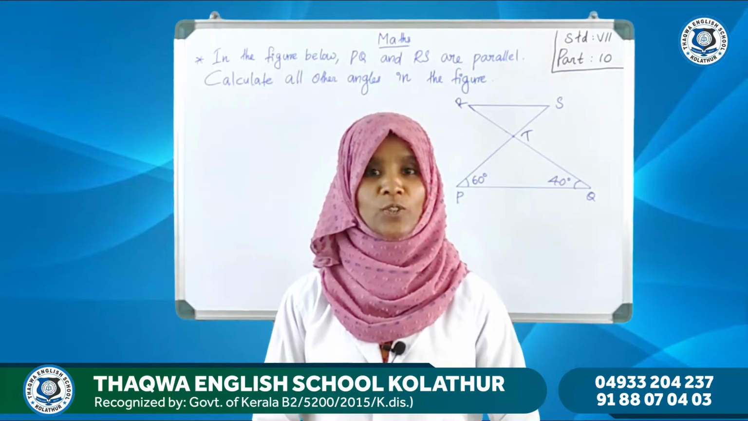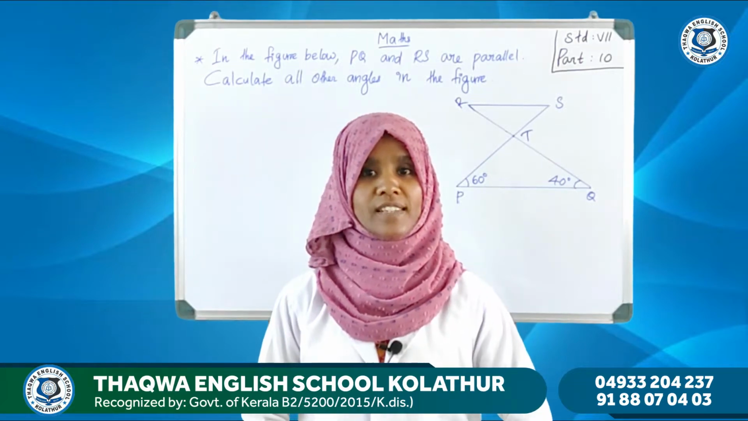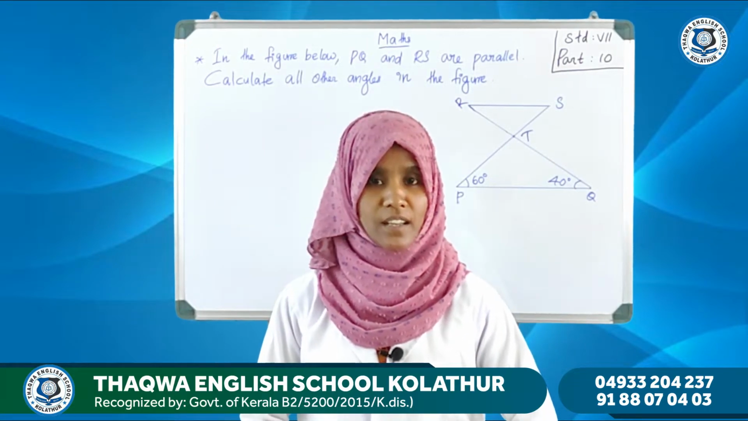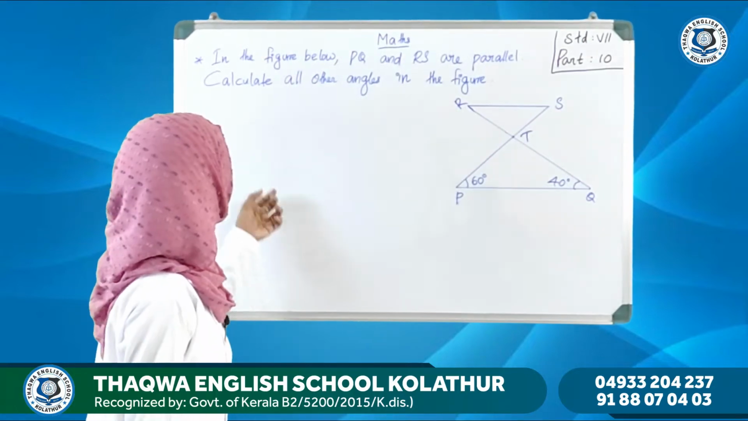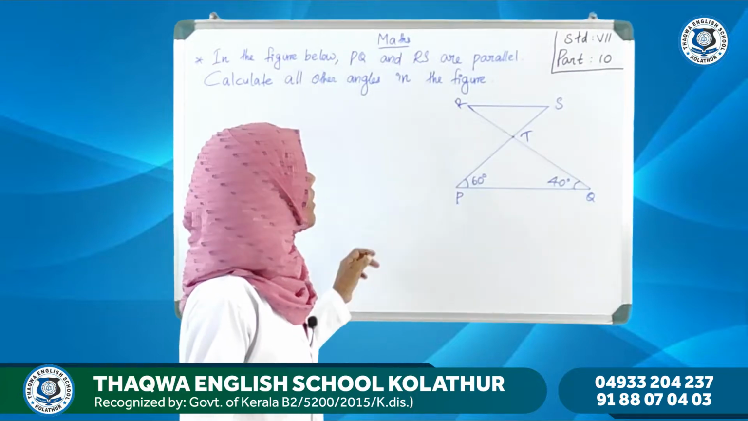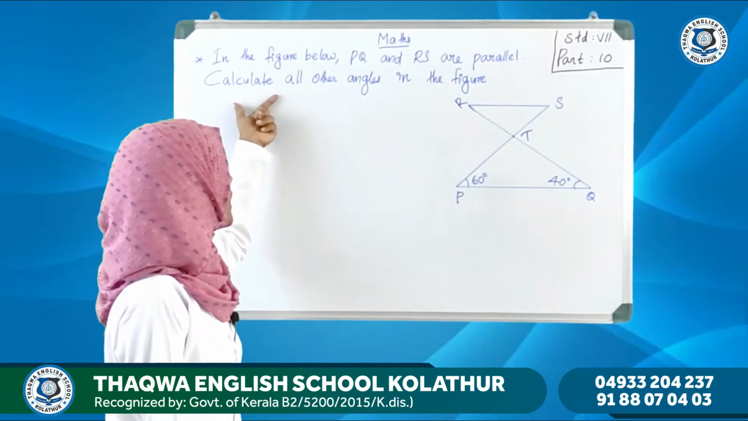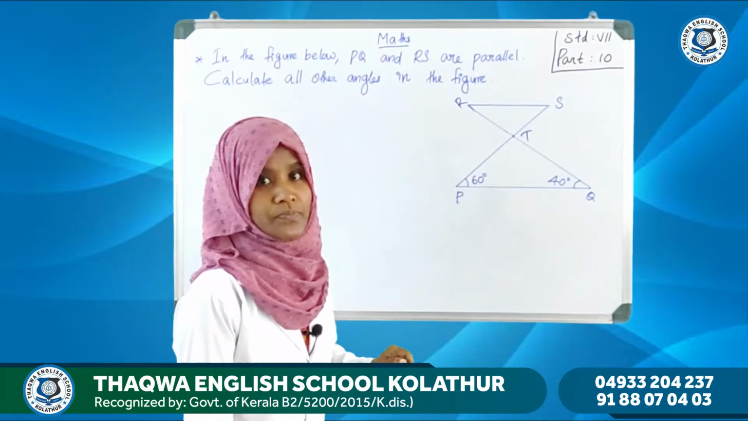Today we are going to discuss some problems based on corresponding angles and alternate angles. Our first question. In the figure below, PQ and RS are parallel. Calculate all other angles in the figure.